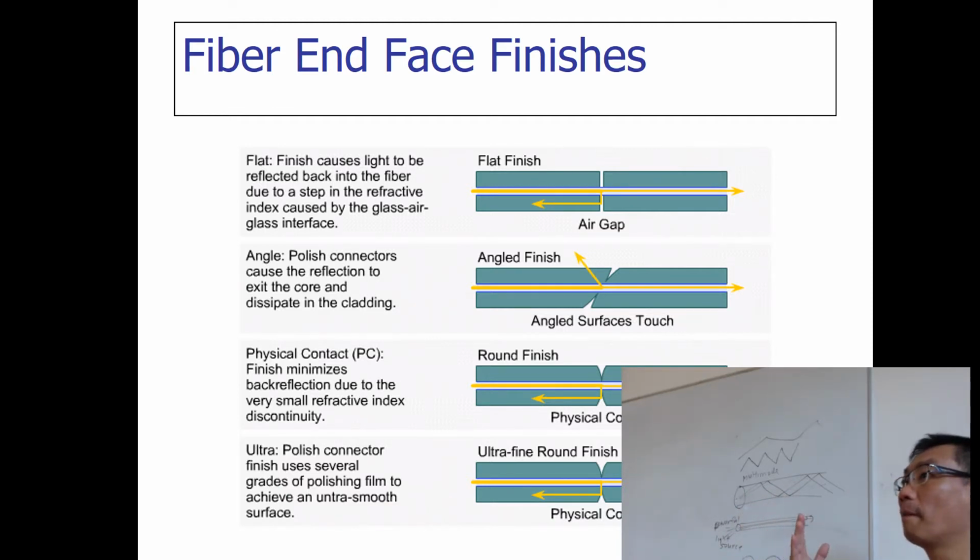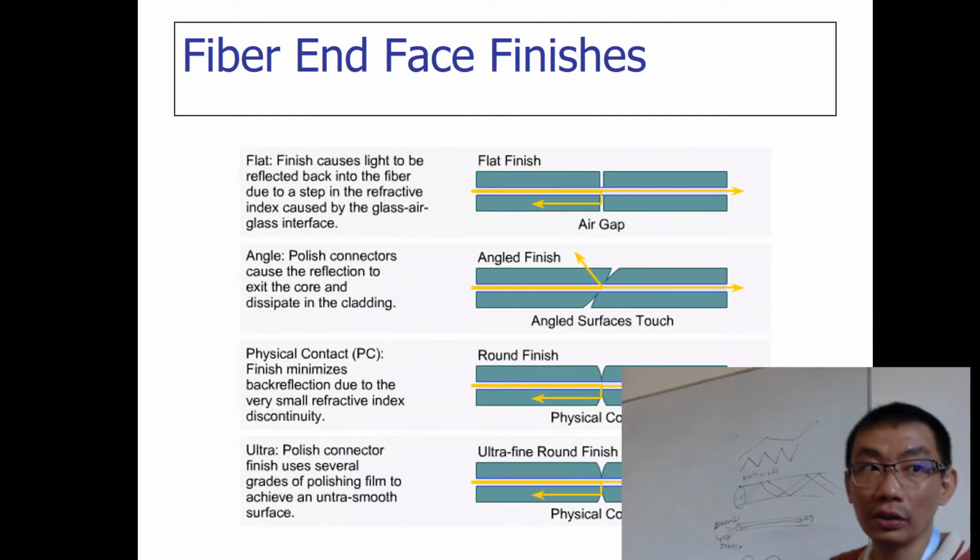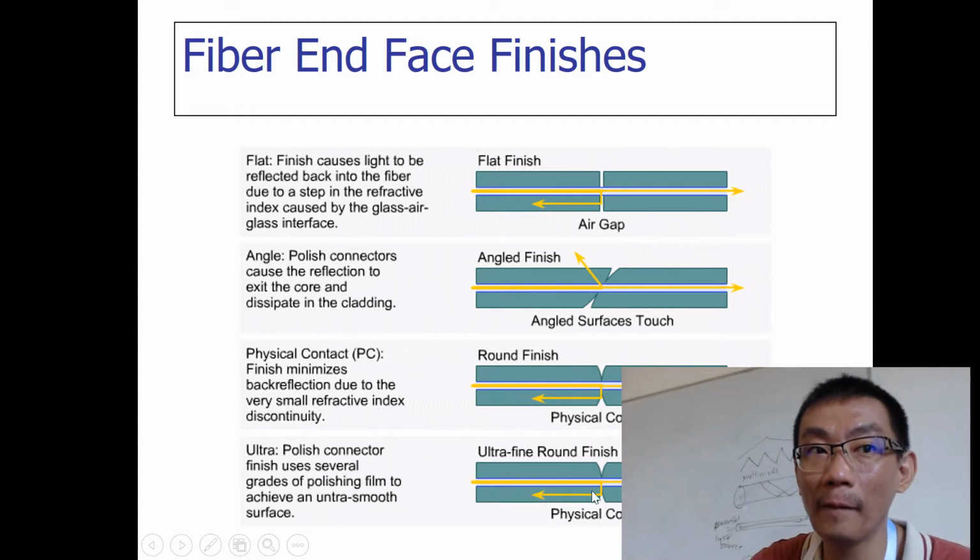So instead of having a flat finish, you have an angle finish like this. When you send a signal like this, some of the light will go through. If it bounces back, it will go on top, so it will not affect the sender there. You see that, top like that. Then you have physical contact, minimize back reflection. You have a round finish and ultra round finish. Ultra round finish will be the best.